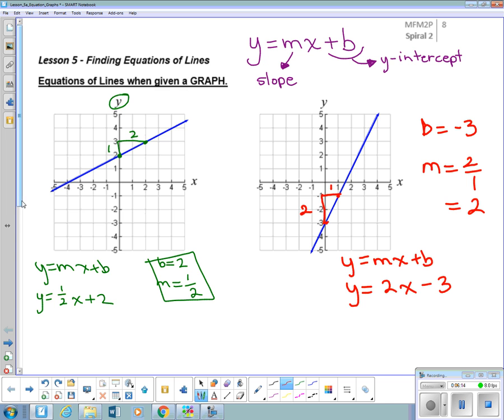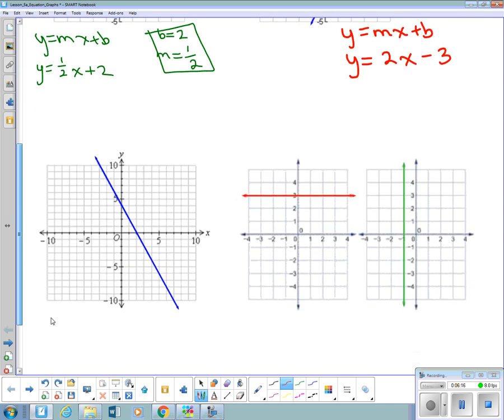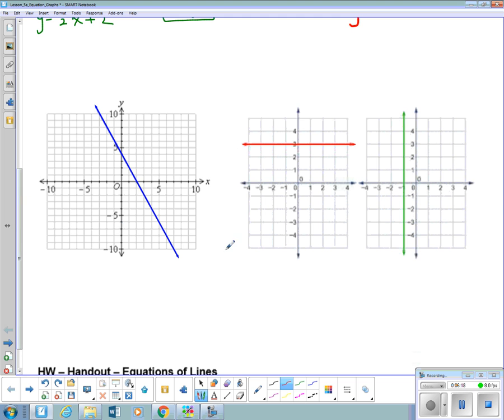So 2 more examples and then you get to have some, oh actually 3 more examples, sorry. Next one. Okay, the same kind of thing.